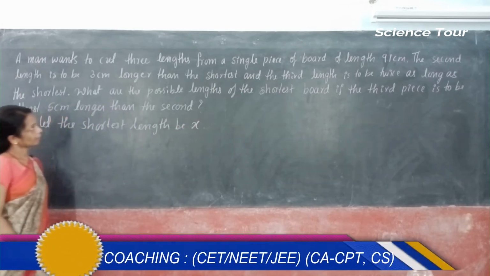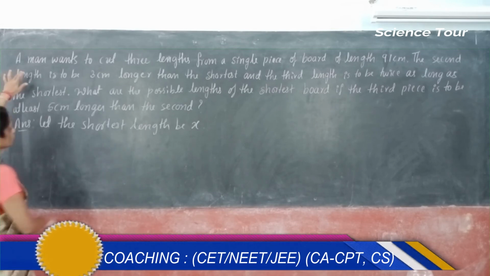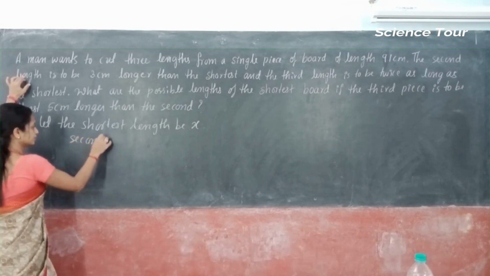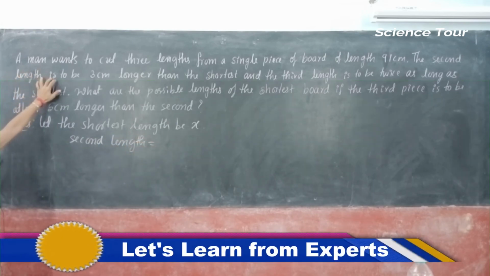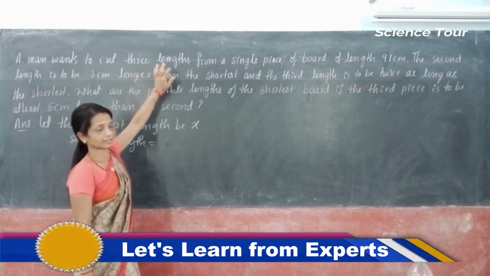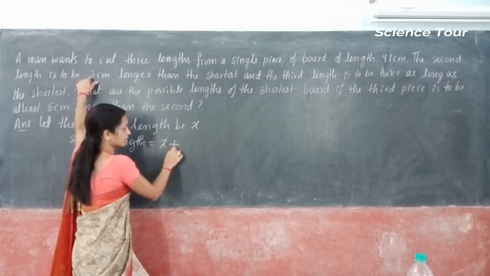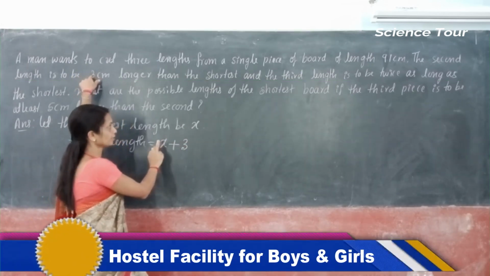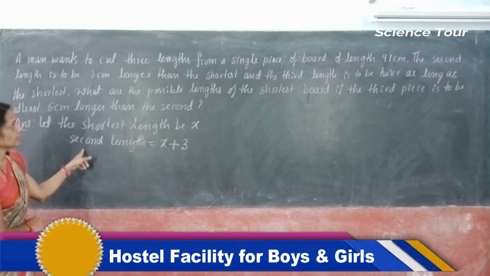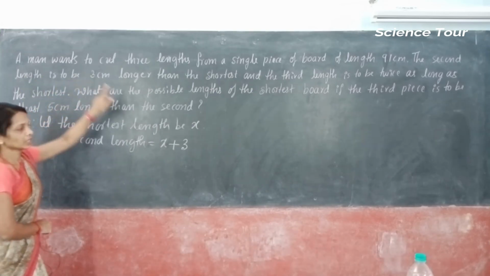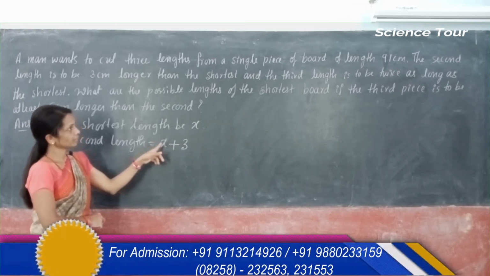Next, the second length, how is that given? The second length is to be 3 centimeter longer than the shortest. The shortest is x, and 3 centimeter longer than means plus 3. So 3 centimeter longer than the shortest means x plus 3. That is the second length. Longer means you have to use plus.